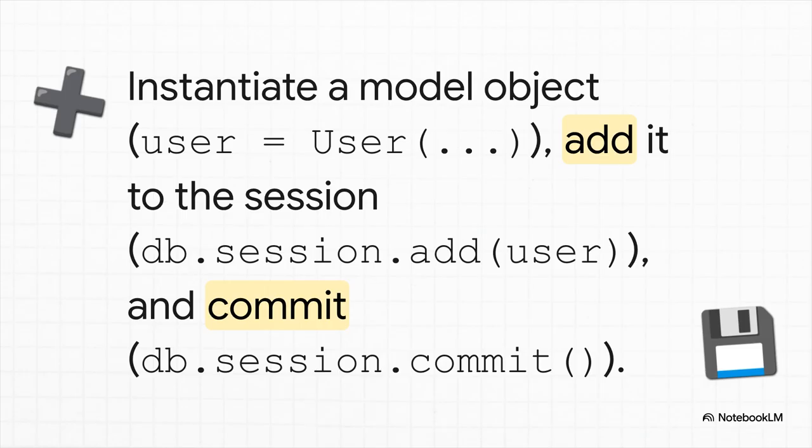To create a new user, first, we just create an instance of our user class, just like any other Python object. Then, we add this new object to something called the session. You can think of the session as a staging area, or a shopping cart, for all our database changes. Finally, we call db.session.commit to take everything in that staging area and save it to the actual database.